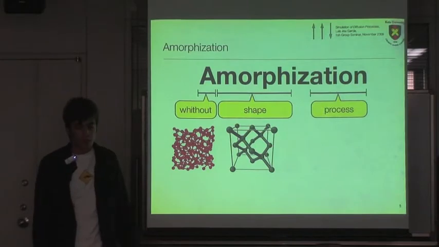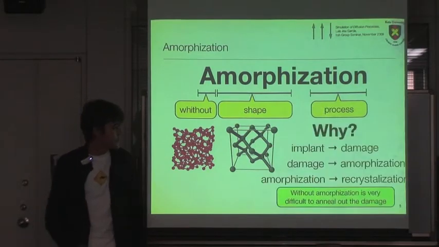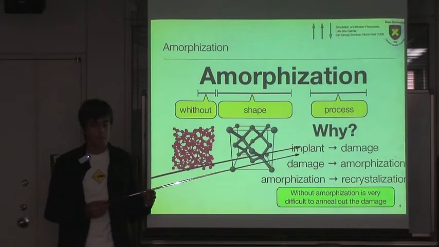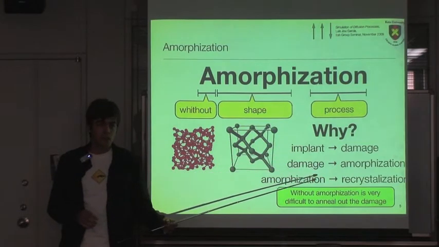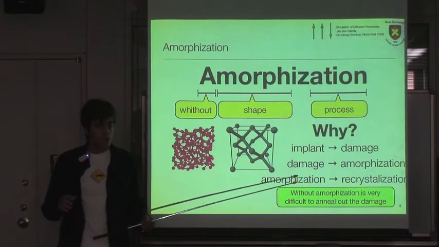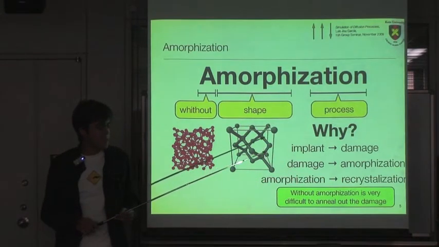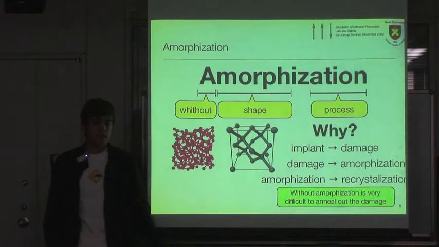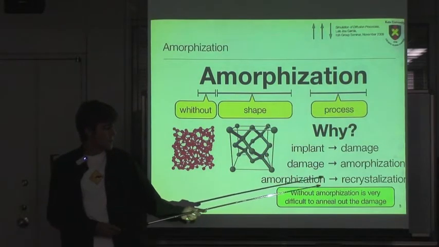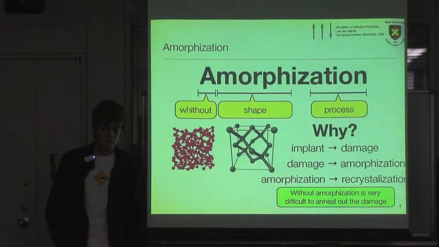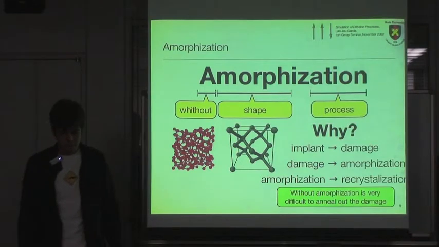Why do we need to amorphize the material? Because when we implant, we produce damage. And if the damage is not enough for amorphization, we are not able to make all the damage disappear by annealing. It's very hard. With amorphization, we get recrystallization at relatively low temperatures. And so we can get rid of most of the damage.